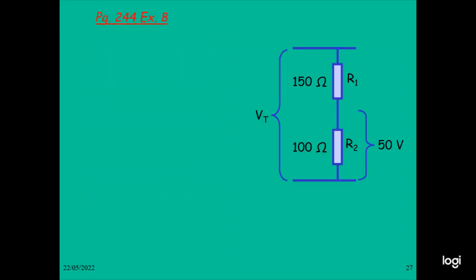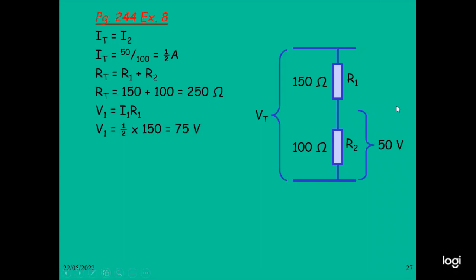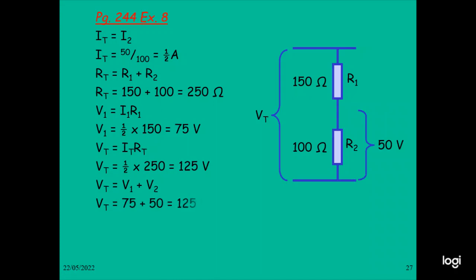For the voltage VT, R1 is 150 ohm and R2 is 100 ohm. The voltage across R2 is 50 volts. Since IT equal to I2, I1 is equal to 50 by 100, which gives half an ampere. RT equal to R1 plus R2, so RT equal to 150 plus 100, which is 250 ohm. V1 equal to I1 R1, so V1 is half multiplied by 150, which gives 75 volts. VT equal to IT multiplied by RT, so VT equal to half into 250, which gives 125 volts. VT equal to V1 plus V2, so VT equal to 75 plus 50, 125 volts.